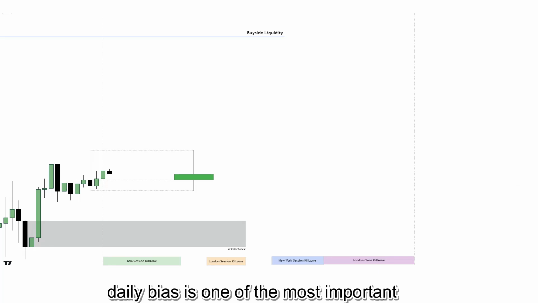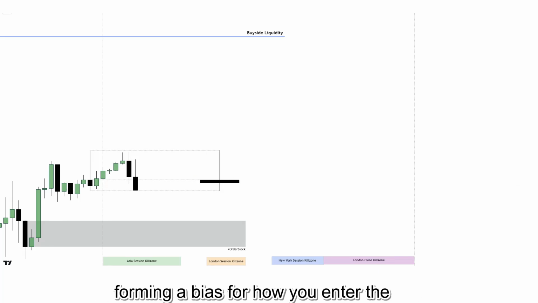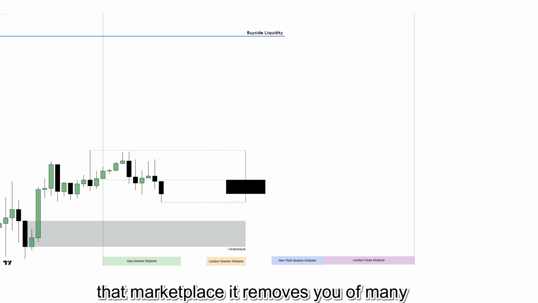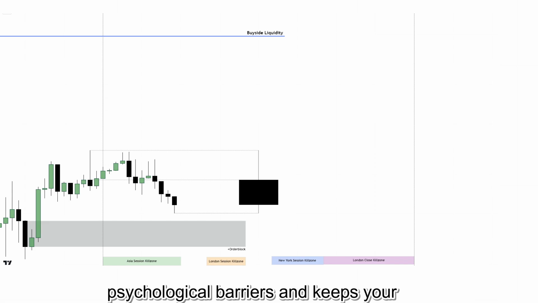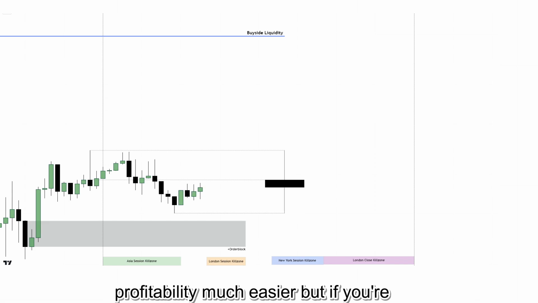Daily bias is one of the most important concepts when it comes to trading, as you're forming a bias for how you enter the marketplace and what you anticipate from that marketplace. It removes many psychological barriers and keeps your trading simple, making your path to profitability much easier.